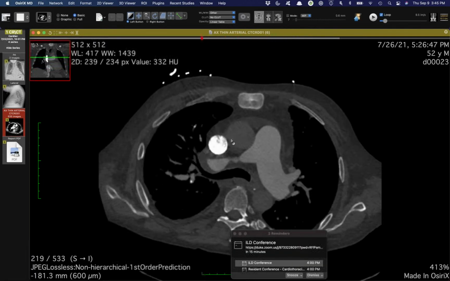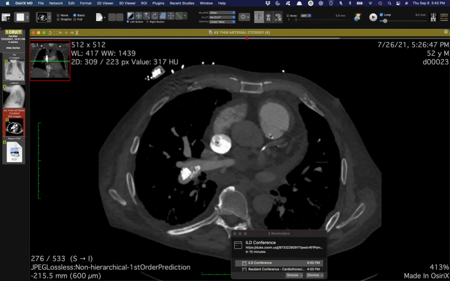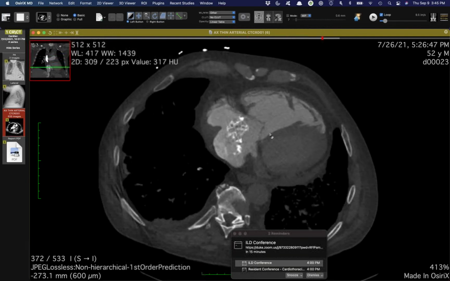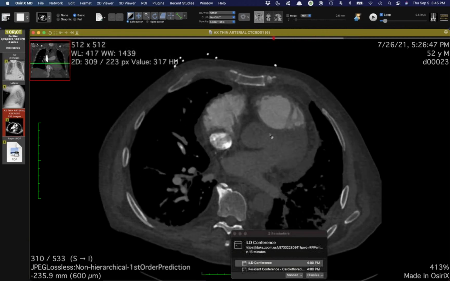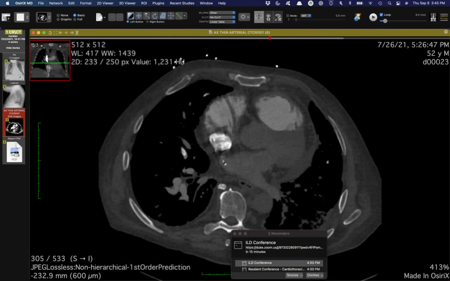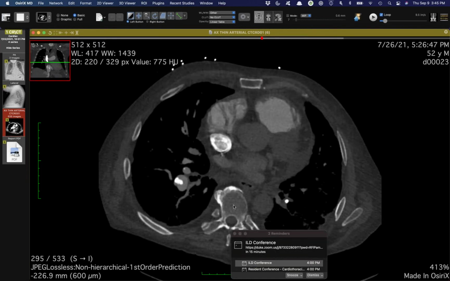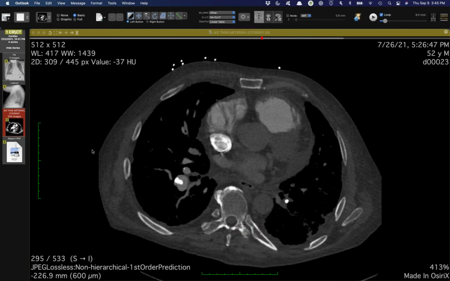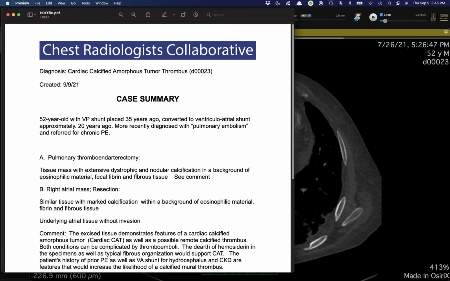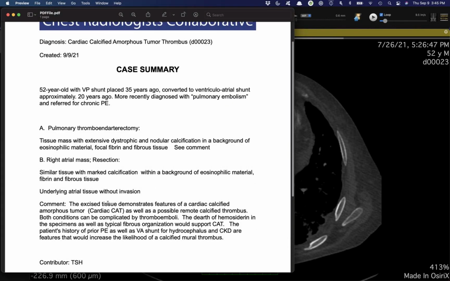And I guess that thing that looked like it was more in the RV outflow tract didn't pan out. So given his indwelling catheter and whatnot, we thought this was probably just chronically calcified thrombus, and you can see this. So they went and did basically an embolectomy of all that stuff. And they're calling this calcified amorphous tumor of the heart, or CCAT.